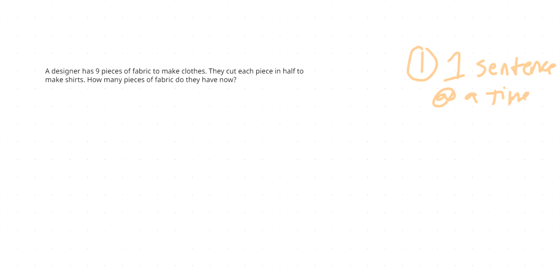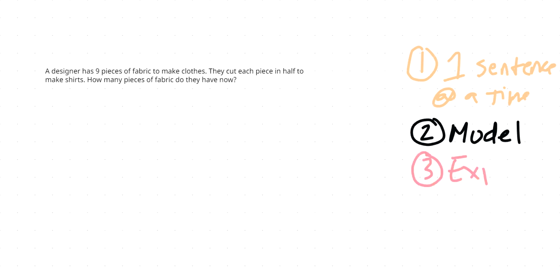From there, we'll read a sentence and then think, okay, can I draw a model of it, or probably both. I actually like the model first, but then also thinking after that, what's the expression? So we know the math we need to do. So let's look at our first sentence.